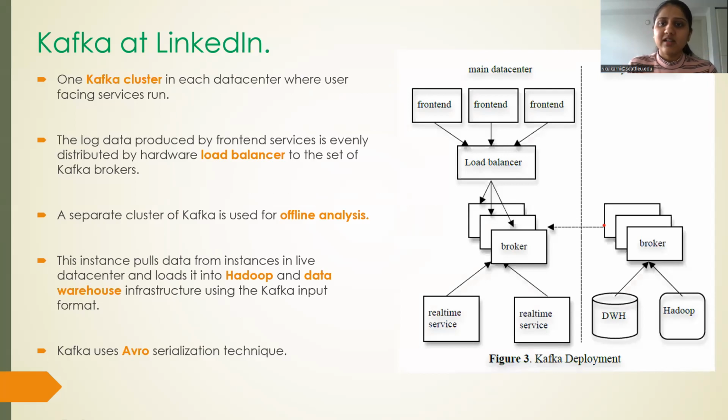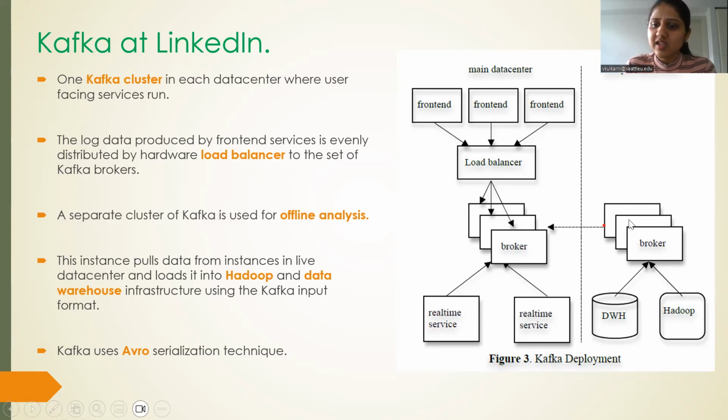So, Kafka at LinkedIn. Let's look at the architecture of Kafka at LinkedIn. There are two clusters of Kafka. One is present where the real-time services are working. The front-end services generally generate the events or the log data, and then it is published to the brokers, and the messages are load balanced among the brokers by the load balancer.